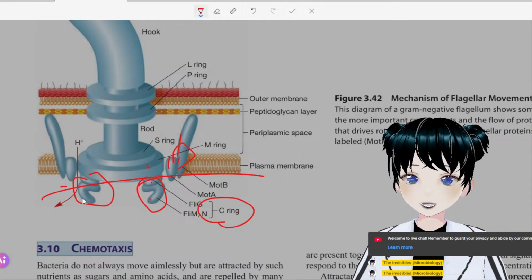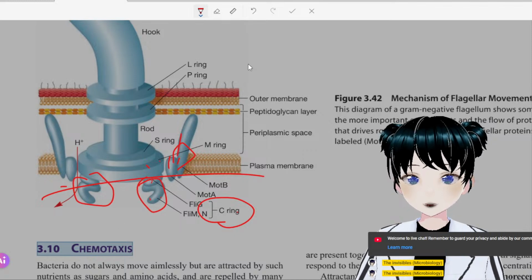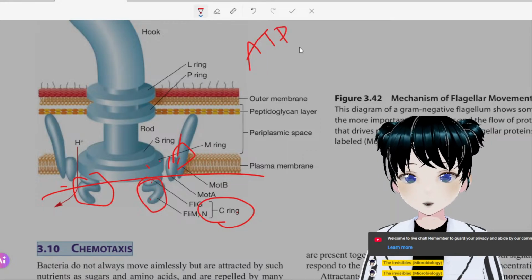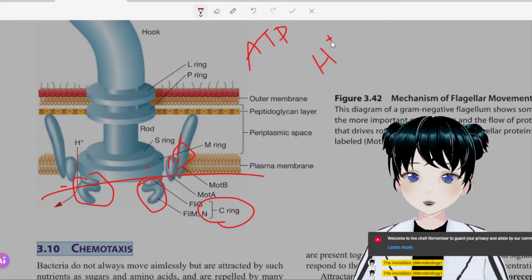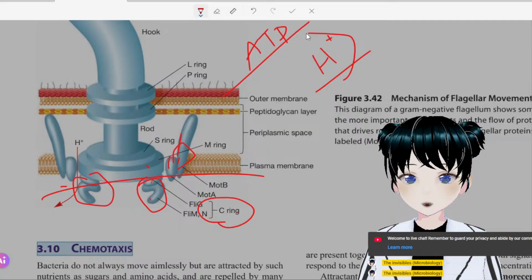Some prokaryotes have ATP as the energy source, and some just directly use the hydrogen ion gradient across the cell membrane as the energy source. Now it depends on what type of energy they are using. Usually it's this kind.